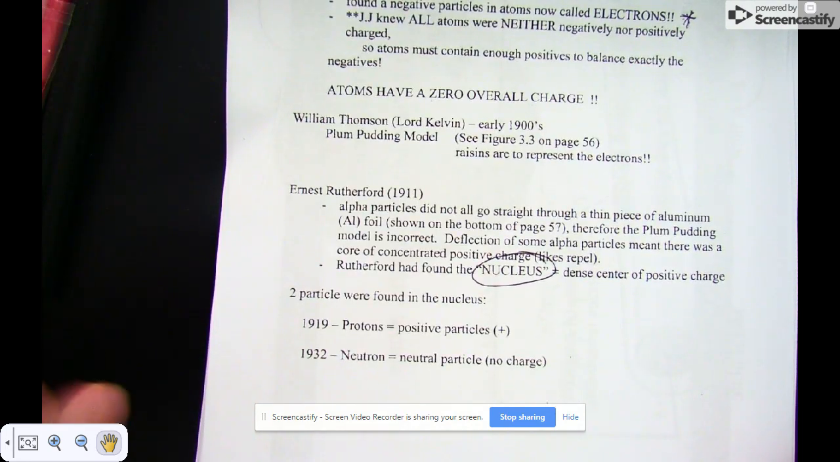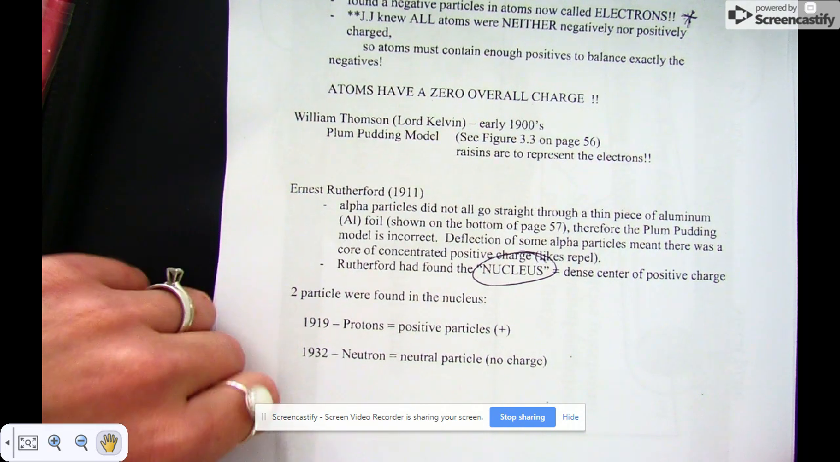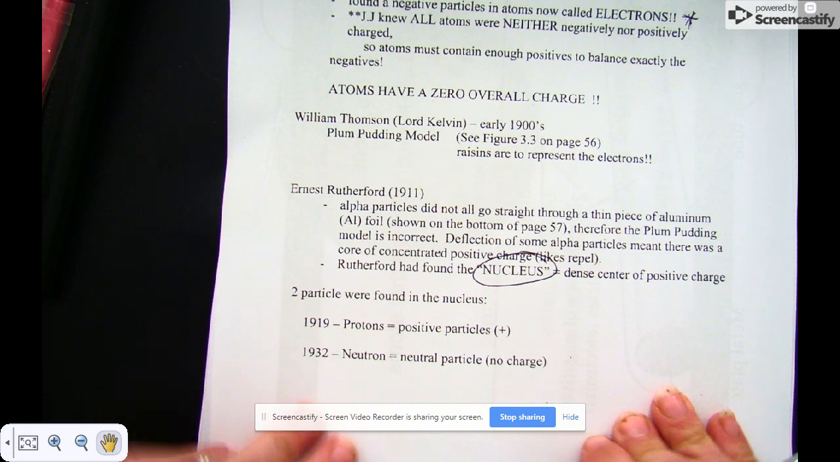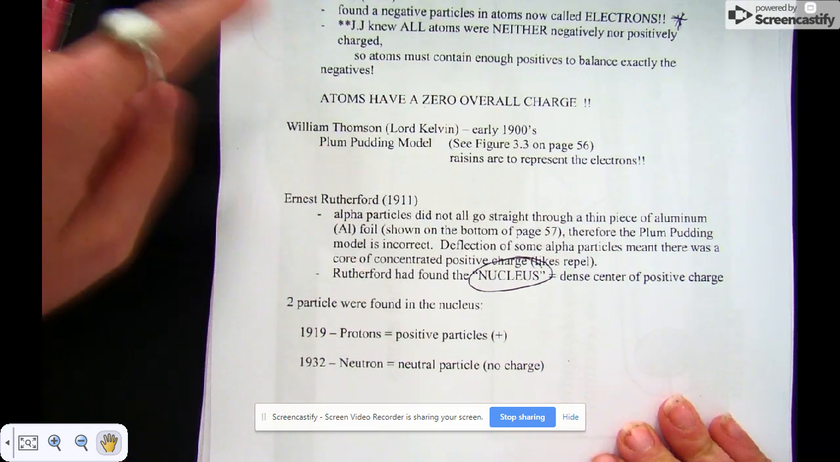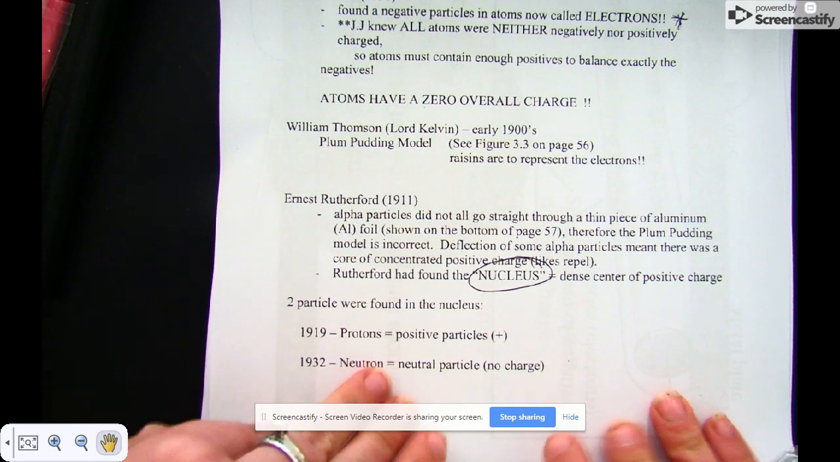After that, two more particles were found in the nucleus. In 1919, we found protons, and in 1932, we discovered our neutrons. So J.J. Thomson, electrons. Ernest Rutherford, he was responsible for the nucleus.